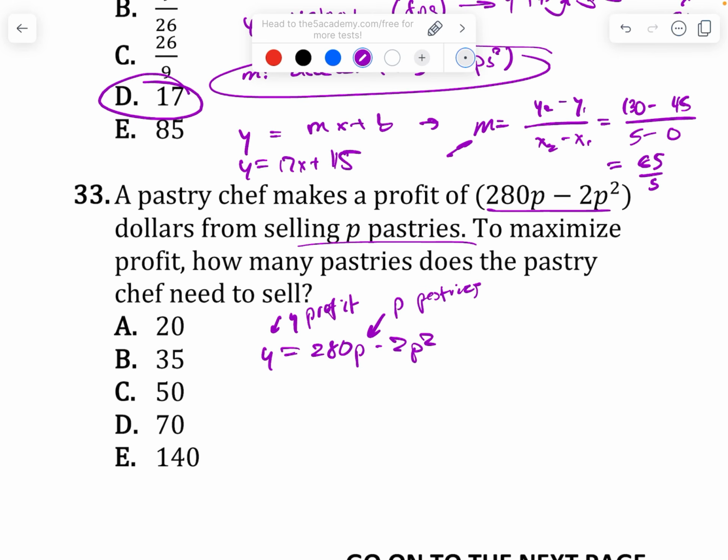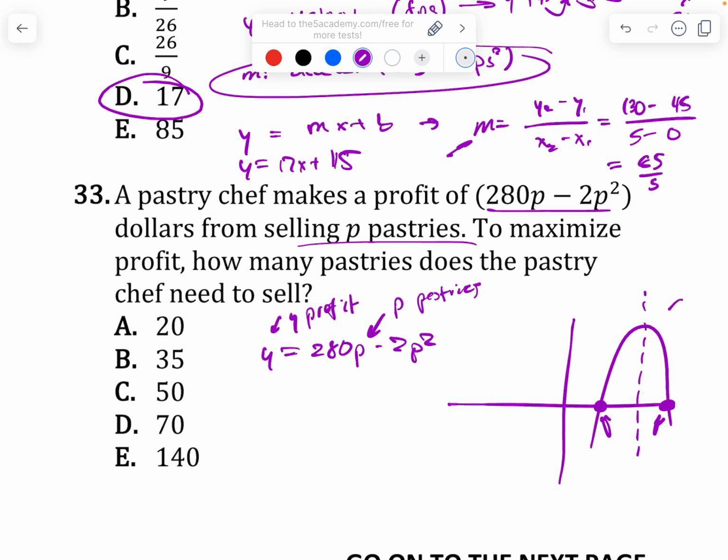Okay, so how do you find a maximum value in an equation? You could do a derivative, but that's calculus, so we're not going to make you do that. The other way is to identify if you remember what a quadratic equation looks like, and this one has a negative in front of the square term, so it's going to look something like this. If you have two x-intercepts like this, then exactly halfway between them is going to be your maximum, right? So if you identify the x-intercepts, or essentially these points, and you go exactly halfway between them, that'll tell you where you have your maximum profit. And you'll know the p-value here, the pastries.